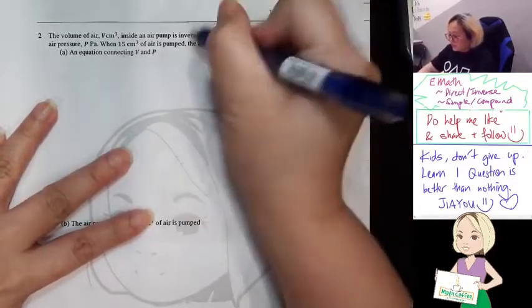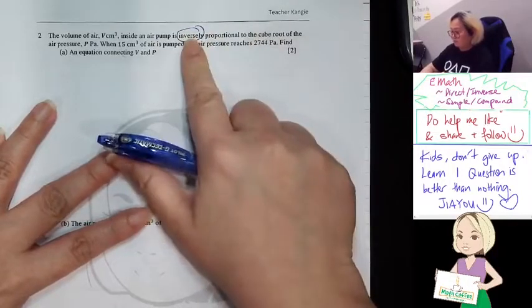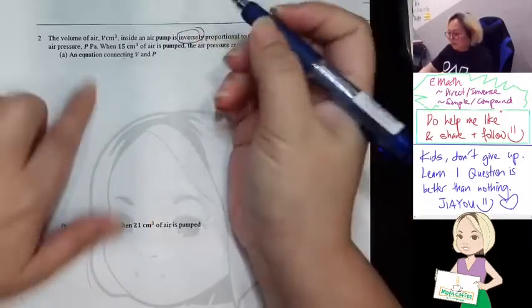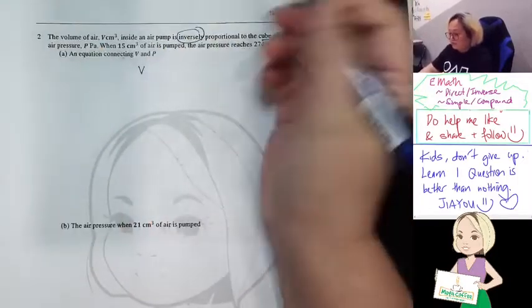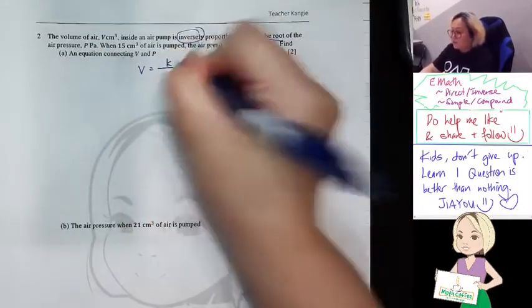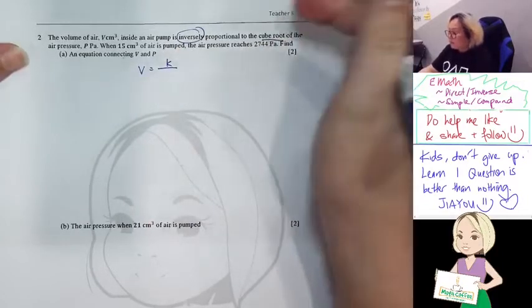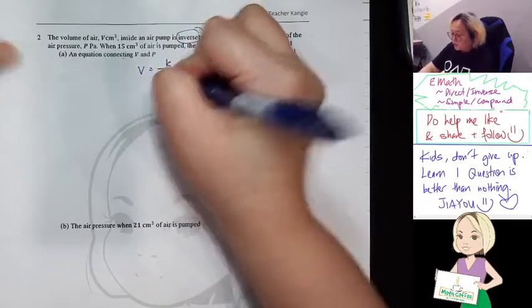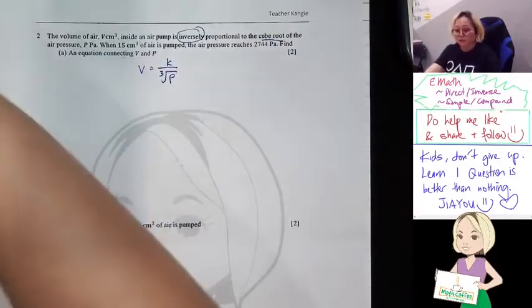Okay, so now this one is inverse. Then take note, this is cube root. So we're going to write the formula. The volume V is equals to, inverse means K over something, cube root of P. So it's cube root of P.